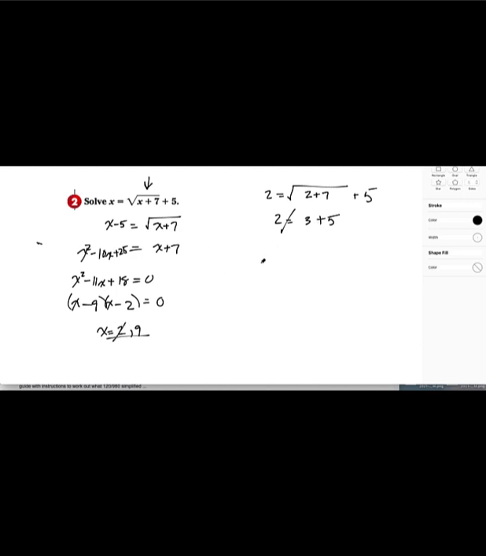Let's see if the 9 is. 9 is equal to the square root of 9 plus 7, I was about to write 17, 9 plus 7, plus 5. And so what we're going to do is add these two together, get 16. The square root of 16 is 4. 4 plus 5 is indeed 9. So we have a solution. So the only solution is 9, where 2 is the extraneous root or an extraneous solution.